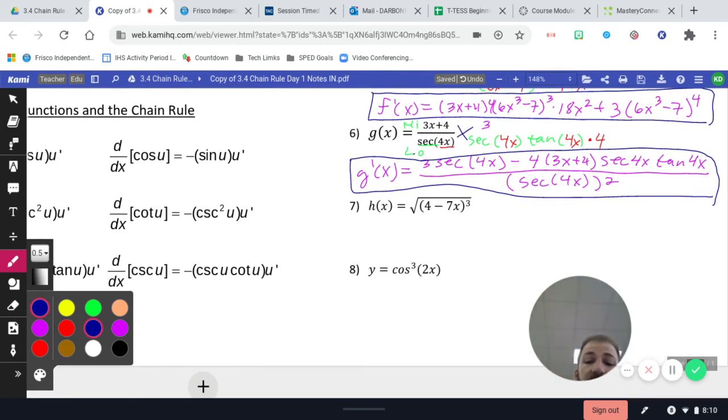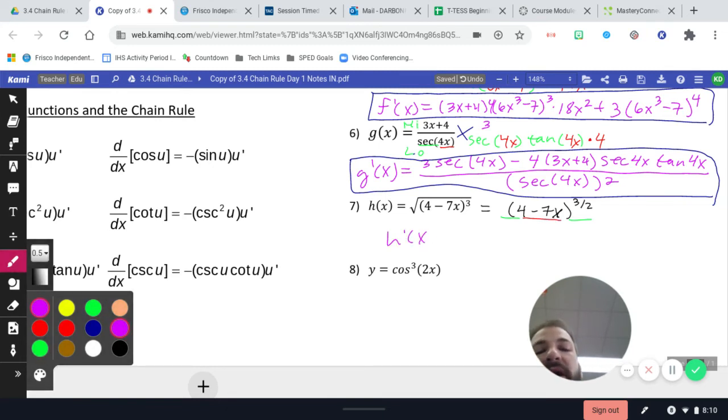The last two we're going to look at are number 7 and number 8. On 7, we have the square root of 4 minus 7x to the third. This one's a little bit weird because I have a square root and I have a power. But remember, I can change that to a compound fractional power. So I can change this to 4 minus 7x to the 3/2 power. That is legal. Once I do that, my outside function is that 3/2 power and my inside function is 4 minus 7x.